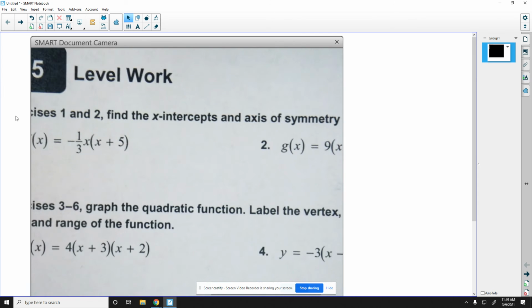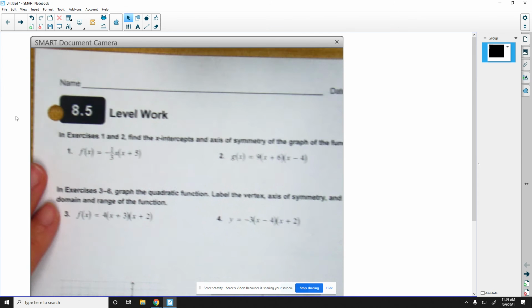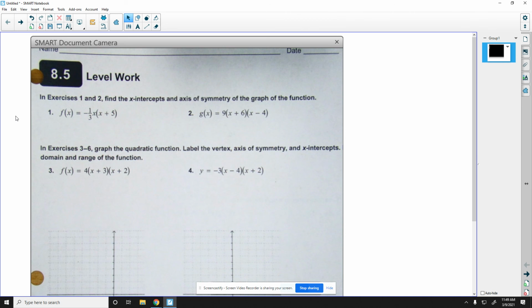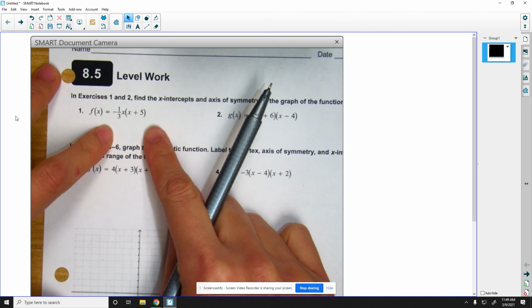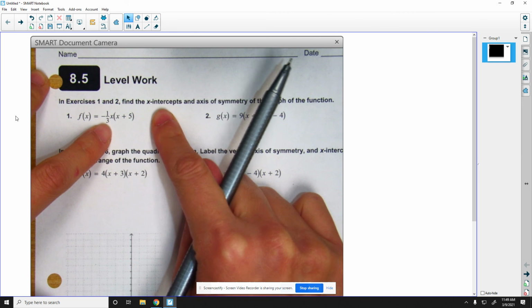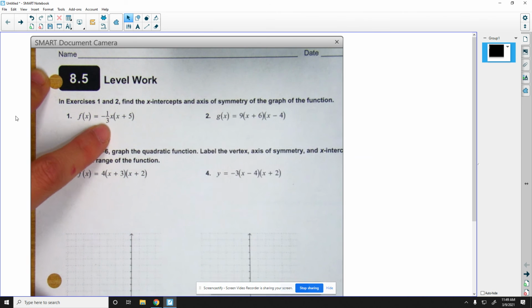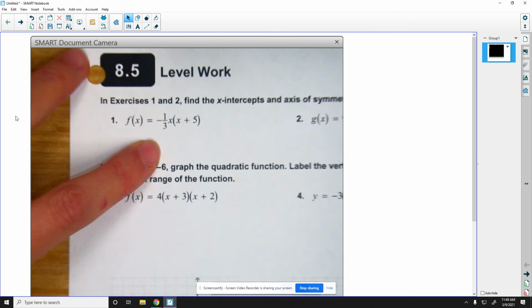So the level work looks really similar to your video notes, but I feel like some of us maybe need a little bit extra support in that. So I'm going to start some of this with you, okay? So let's do number 1 together. Find the x-intercepts. X-intercepts are your zeros. Basically, find your zeros and the axis of symmetry. So let's do that.